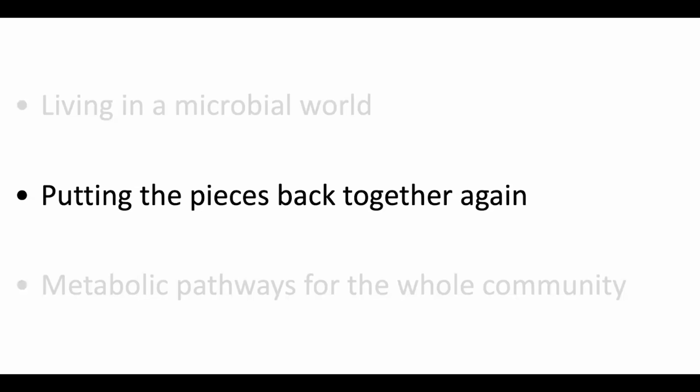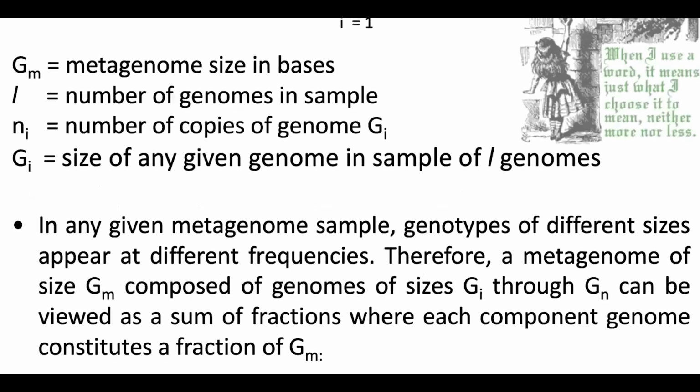And then we want to work backwards from the community level to the population and the individual. If we can get individual genomes, that would be ideal. And so the problem from a simple formal statement is that if the metagenome, that's the community level genomic state, G sub M, is equal to the sum of all the fractional abundances of each genotype in the sample. So that's a dot product.